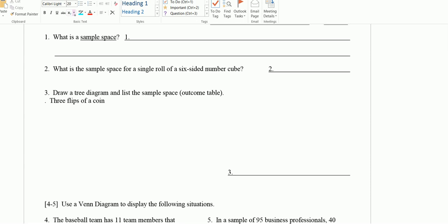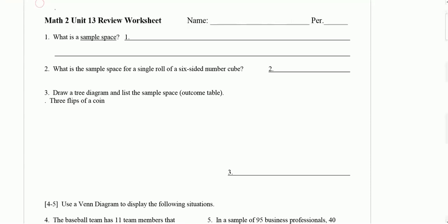First question is, what is a sample space? So sample space is the set of all possible outcomes. Number 2, what is the sample space for a single roll of a six-sided number cube? So the sample space would be 1, 2, 3, 4, 5, or 6.